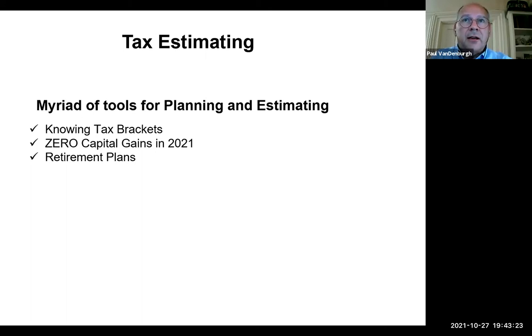The Roth IRA account does not beget a current tax deduction, but there's no tax when you take the money out. So it grows tax-free.